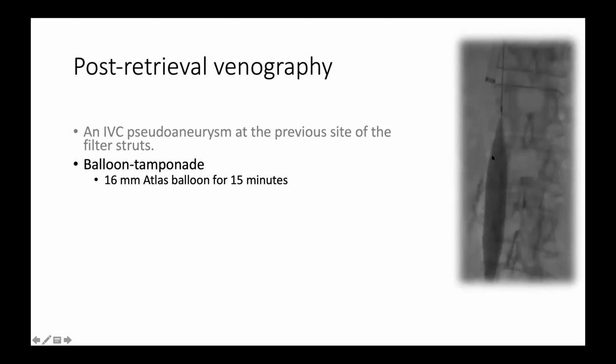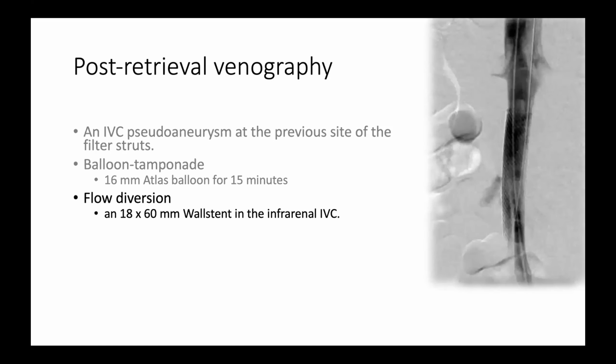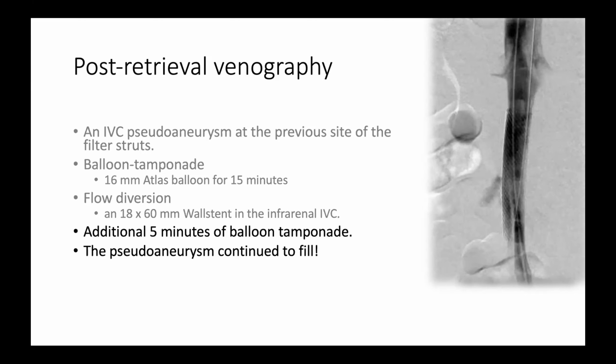First thing first, as many of you might consider, is just doing a balloon tamponade. We held it up for 15 minutes and it was not really successful. So the next step was flow diversion. We used an 18 by 60 millimeter Wallstent in the infrarenal IVC, followed by 5 minutes of balloon tamponade. And the pseudoaneurysm continued to fill, as you can see here.